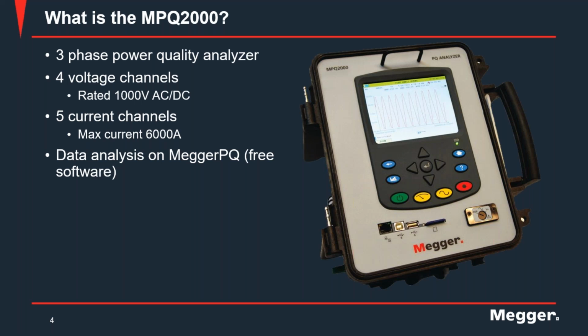The data analysis can be done on Megger PQ, which is the free software that we provide. There's no license required for it. Even if you don't own the unit, you can register on the Megger website and get access to the software. If you're interested in the MPQ 2000, you're free to just register on the website and download the setup file, install the software, and take a look at it.